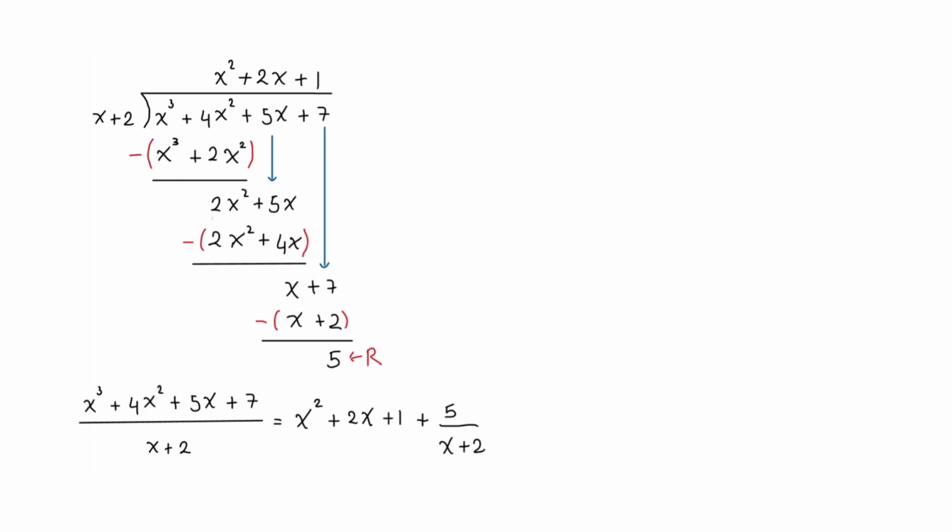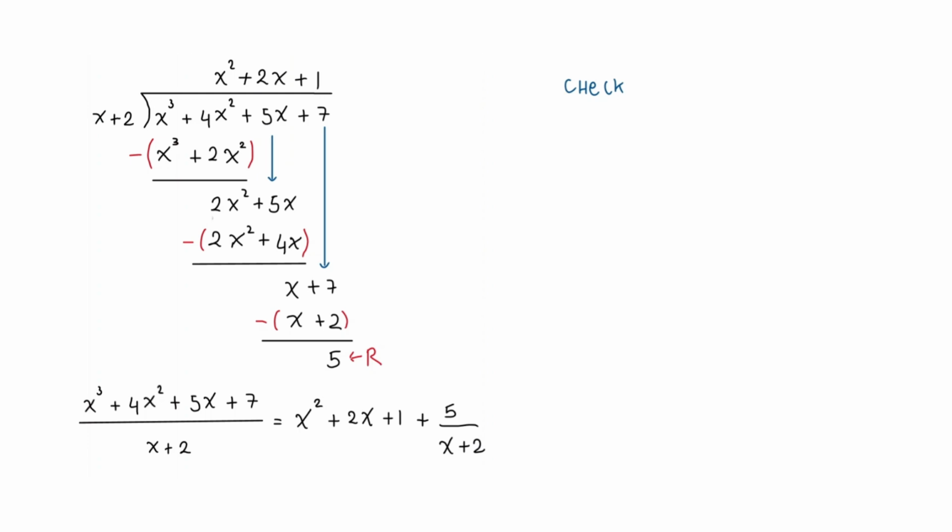This works in exactly the same way as ordinary division. For example, 7 divided by 2 is 3 remainder 1. We can write that as 3 plus 1 over 2. Polynomial division follows the same idea. Let's quickly check our answer.